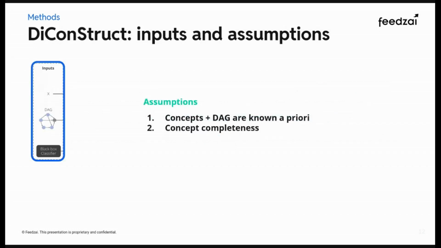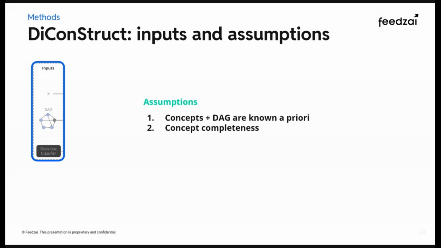First, let's look at the required inputs. We need an input instance X, as well as a directed acyclic graph or DAG, containing the concepts as nodes, and finally, a black box classifier that we want to explain.